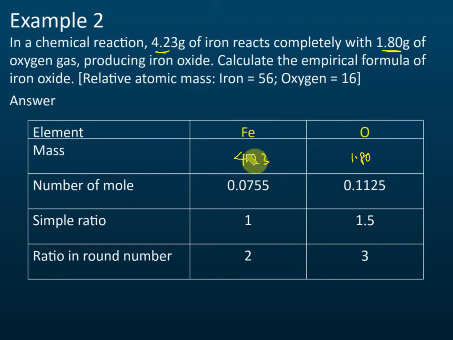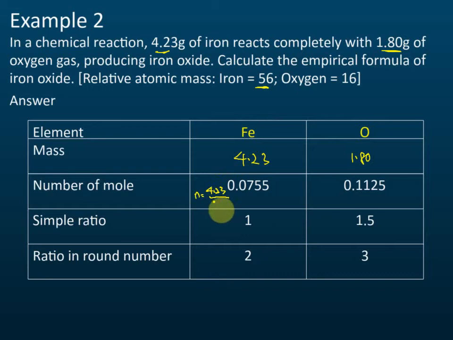After we found the mass of each element, the second thing is we find the number of mole. How to find this number of mole? The number of mole, n, equals the mass, 4.23, divided by the molar mass. The molar mass is always equal to the relative atomic mass. Always remember this: the molar mass is the mass of 1 mole and is equal to the relative atomic mass for atoms, and equal to the relative molecular mass for molecules.